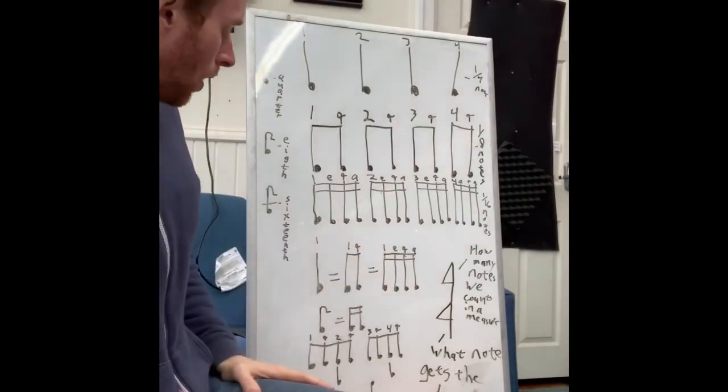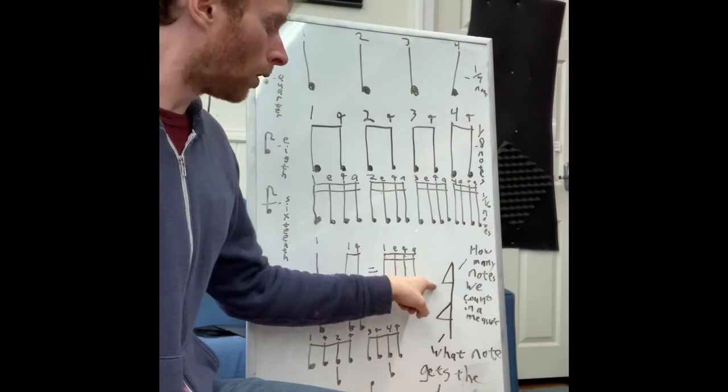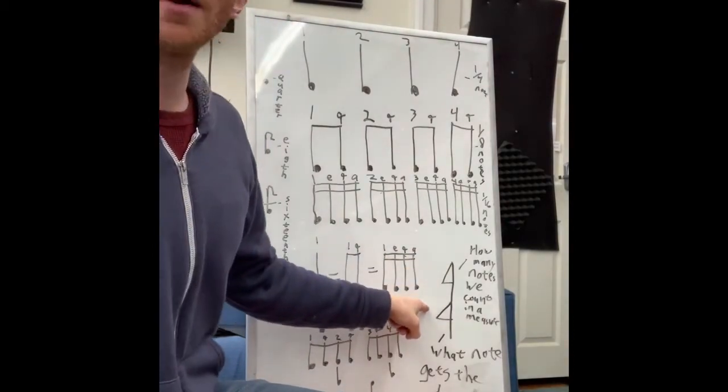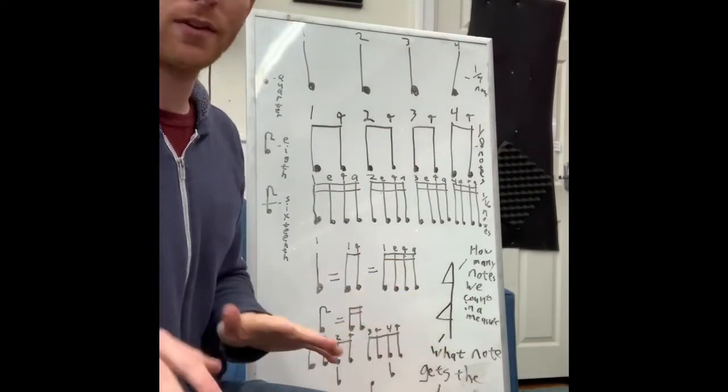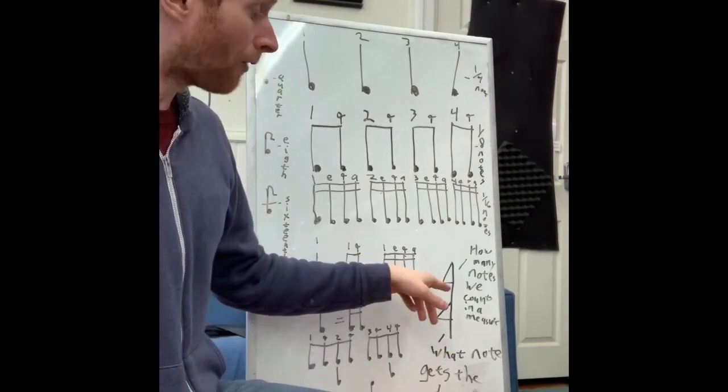So now we're going to get into this thing called time signatures. If you see these numbers down here, it says 4 4. You might see things called 6 8. You might see 7 8. Different things like that, 5 4.